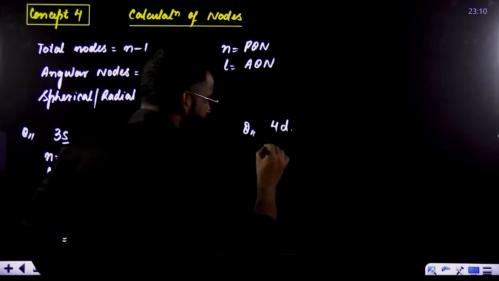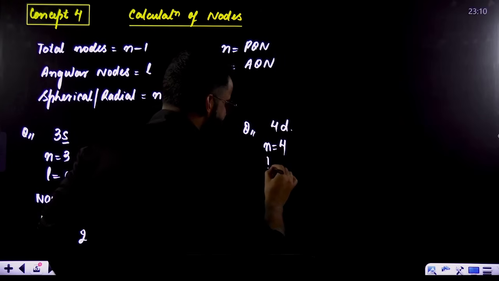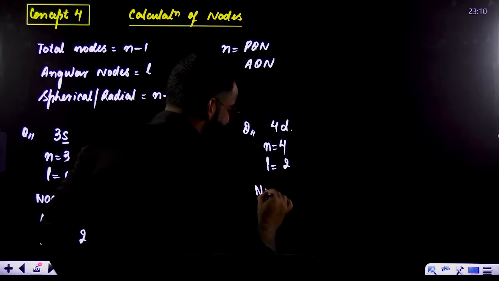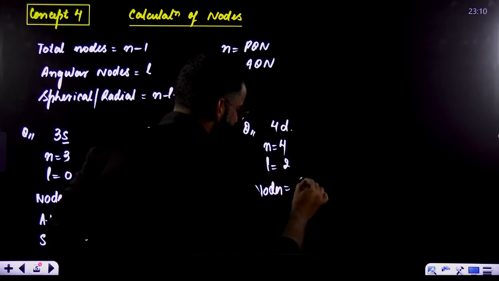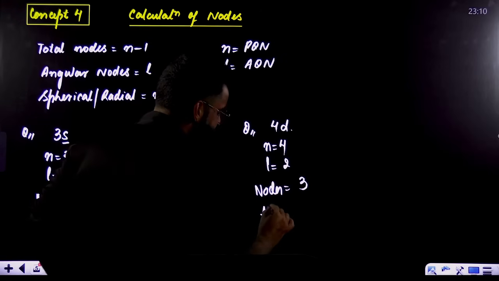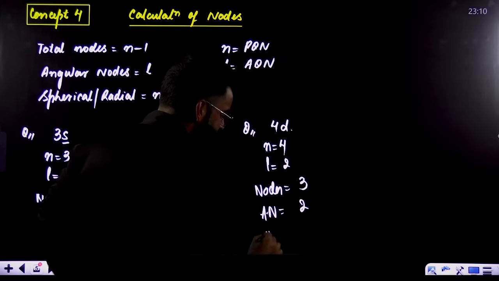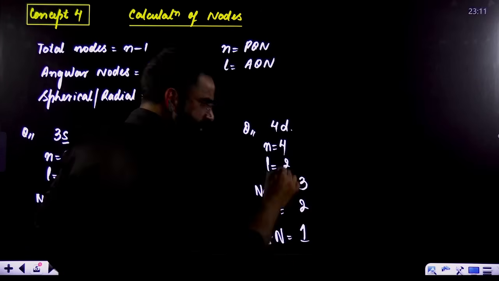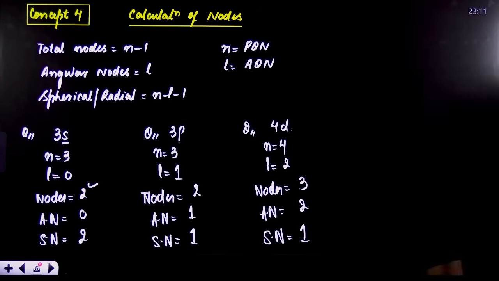Right? For example, 4d. n value is equal to 4. L value for d subshell, s p d, L value is 2. So total number of nodes will be n minus 1, so 4 minus 1 is 3. Now, angular nodes is equal to the value of L, right? Spherical nodes. Total, there are 3 nodes, out of which 2 are angular. That means 1 will be spherical. Perfect. I believe this is clear to everyone.